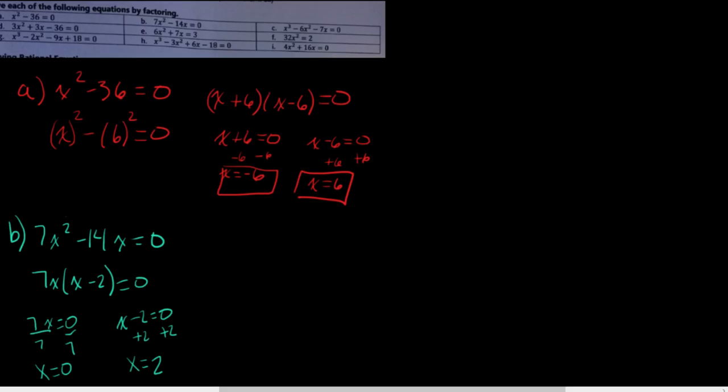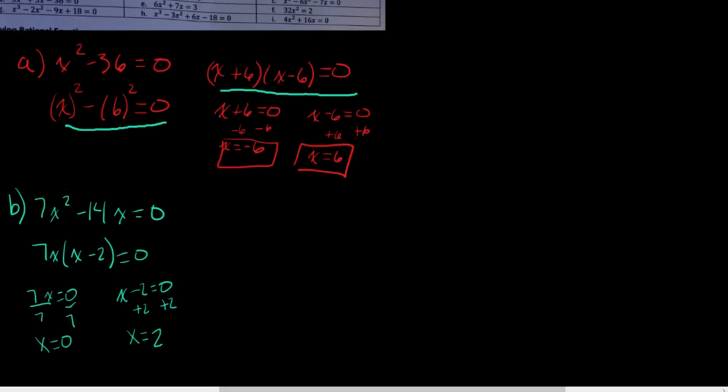So x squared minus 36 is a special factor. It's a difference of squares, so it can be rewritten as x squared minus 6 squared equals 0. Therefore, I can rewrite it as this here, and then I just solve for each one of them individually. For b, I use my factoring checklist, and I check for a common factor. These both share a 7 and an x, so I can pull that out, set each of those factors equal to 0, and then I'm done.